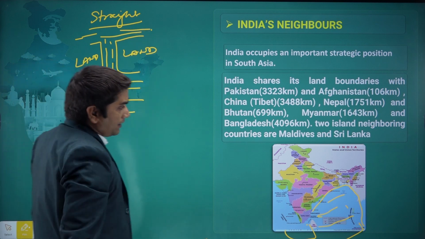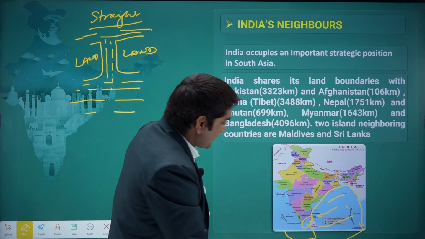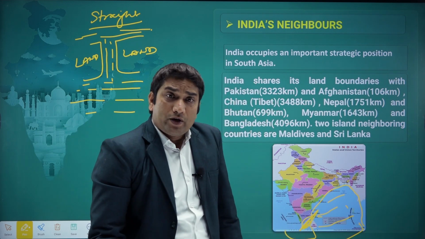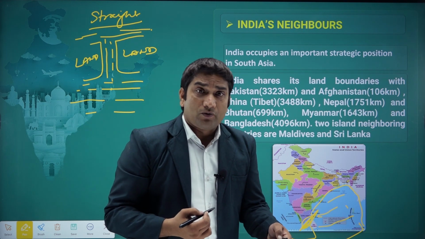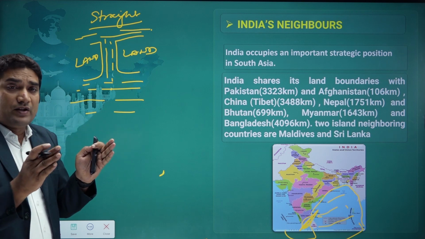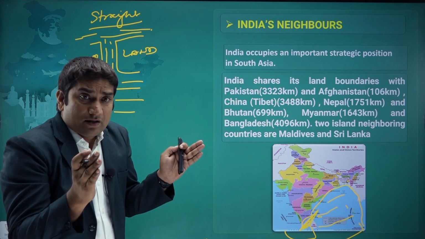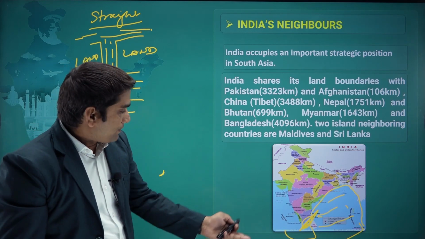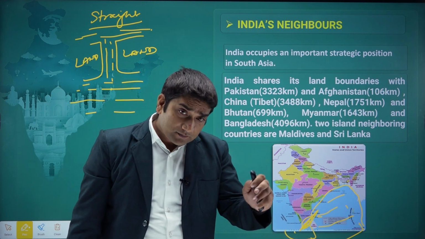Now you can see here Sri Lanka is separated by Palk Strait. So we can say that Palk Strait is basically the narrow channel of water which is separating the Bay of Bengal and the Indian Ocean. A strait is basically a narrow channel of water which separates two land parts, and that is called a strait. So Palk Strait separates Sri Lanka from India.